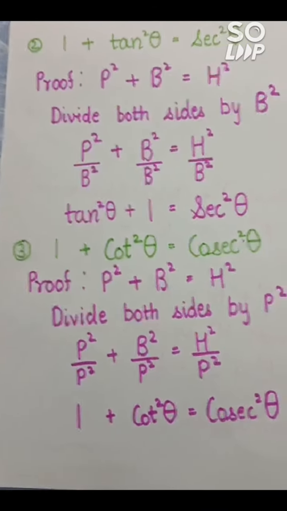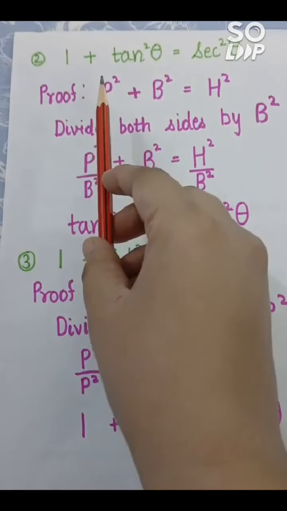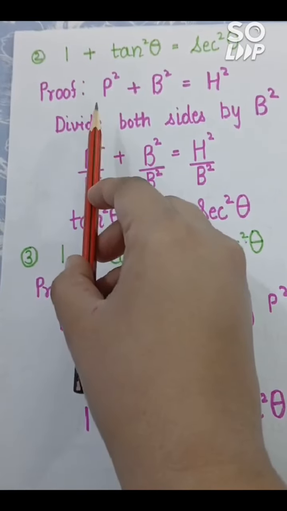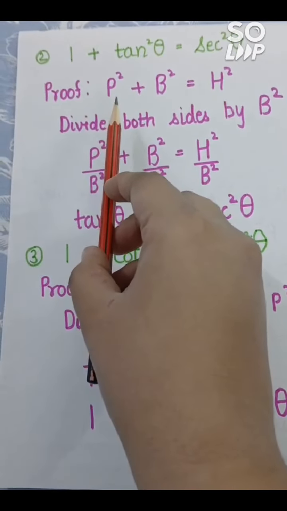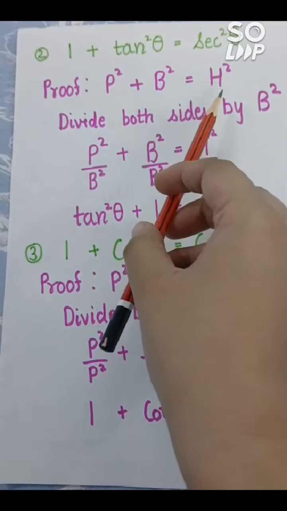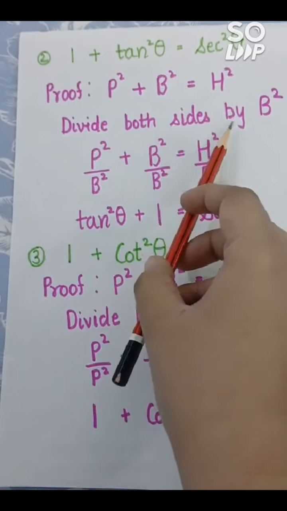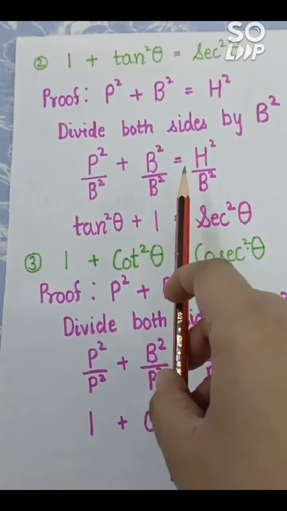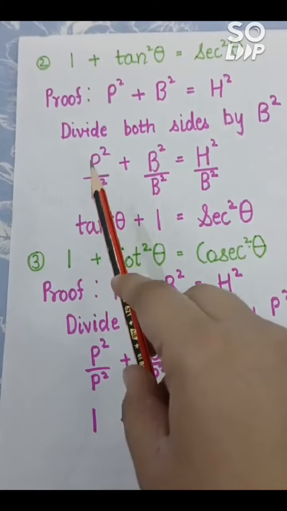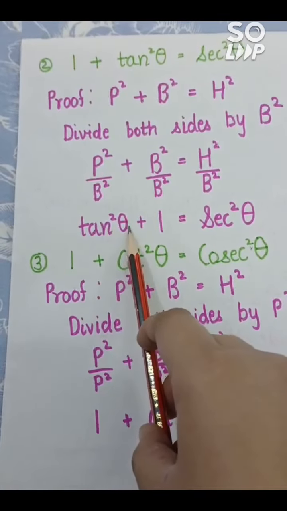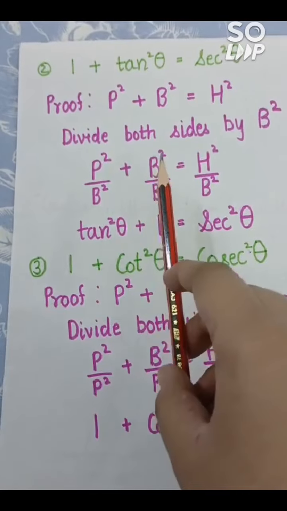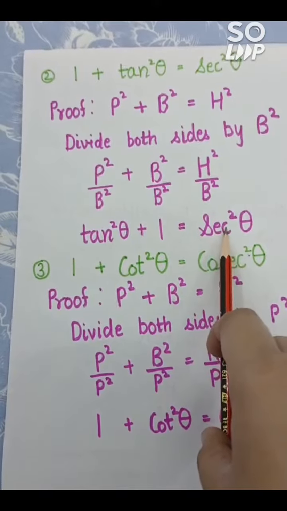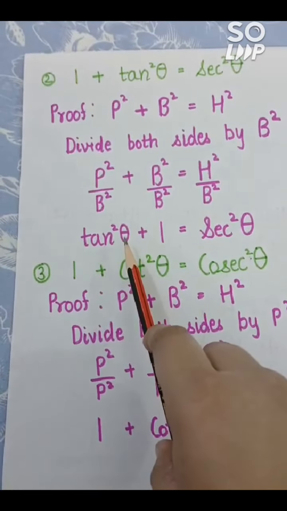Now let us move to our next identity, that is 1 plus tan square theta is equal to sec square theta. For this again, first of all let's write Pythagoras theorem, that is p square plus b square is equal to h square. Now divide both sides by b square. So here we get p square by b square plus b square by b square is equal to h square by b square. And we know p by b is equal to tan theta. So we get here tan square theta. B square by b square is equal to 1 and h square by b square is equal to sec square theta. So we have proved our second identity.